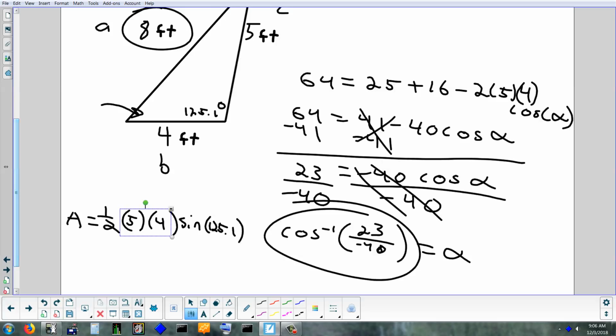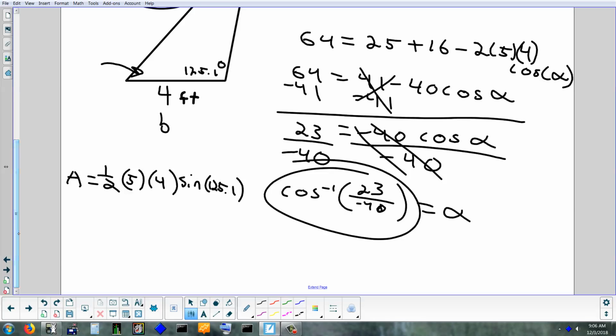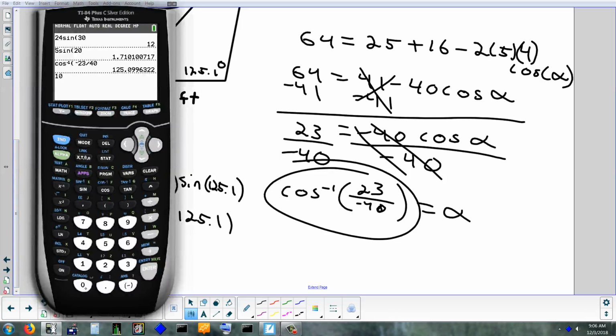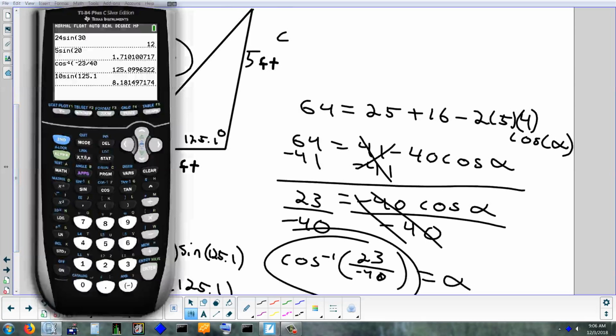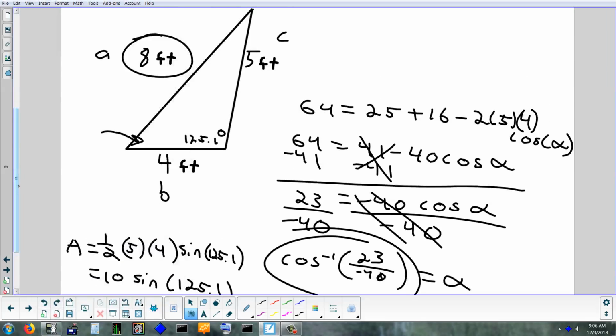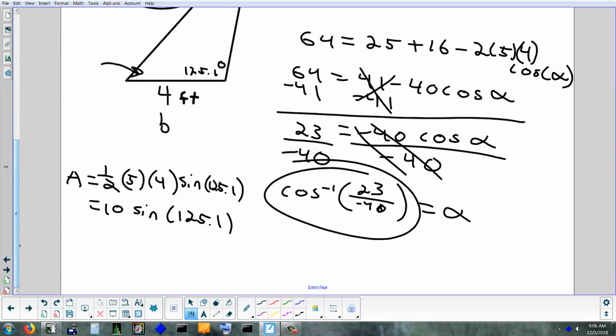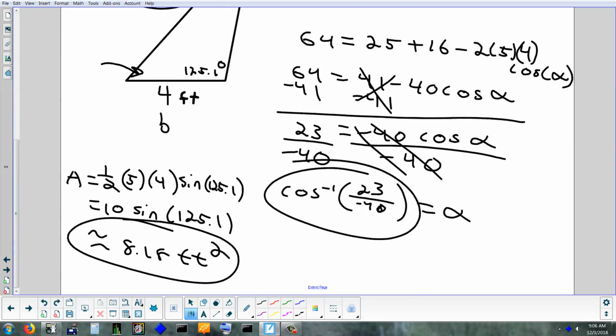5 times 4 is how much? 20, and then half of that is 10 sine 125.1. So we get an area of 8.18. Do we have a label? Yes, we do. So what should be my label on 8.18? Feet squared. 8.18 square feet.